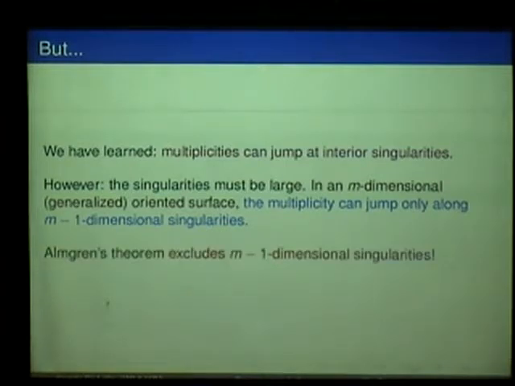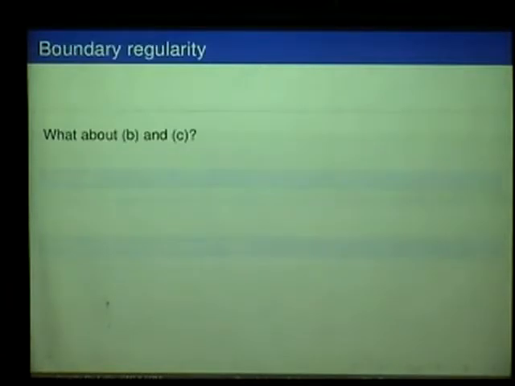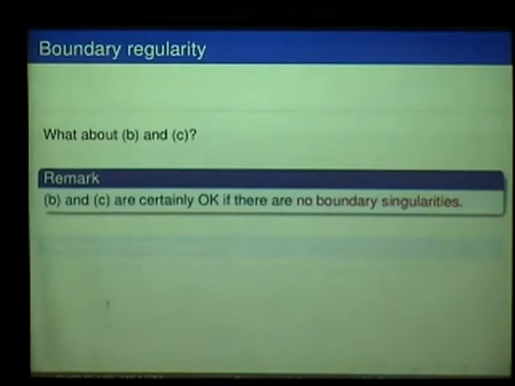And now Almgren's interior regularity theory tells you the singularity in the interior has dimension m-2. So this cannot happen. The regularity theory that you have in the inside is powerful enough to tell you that the first point of your proof is actually still correct. Okay, what about the second points? Well, B and C, so the conclusions at the boundary, are certainly okay if there are no boundary singularities.